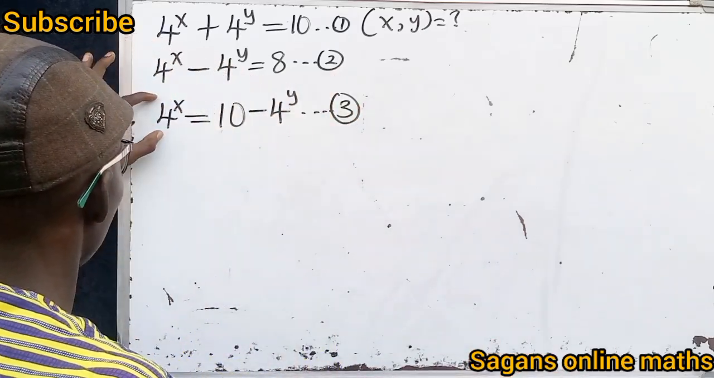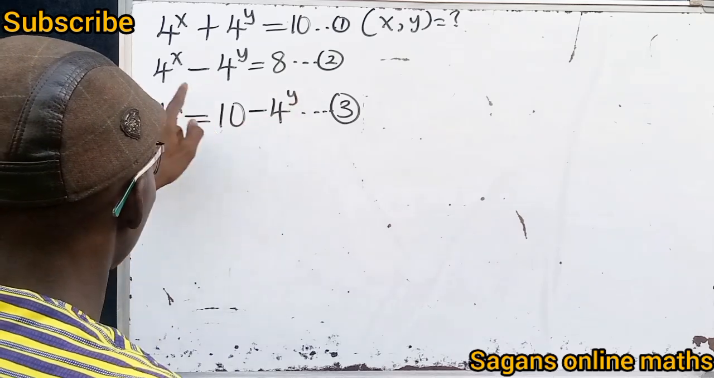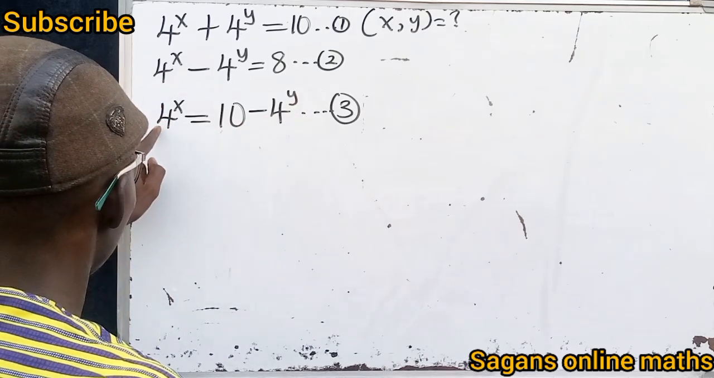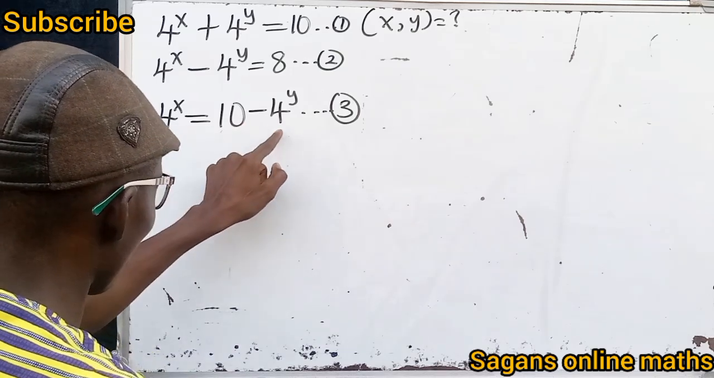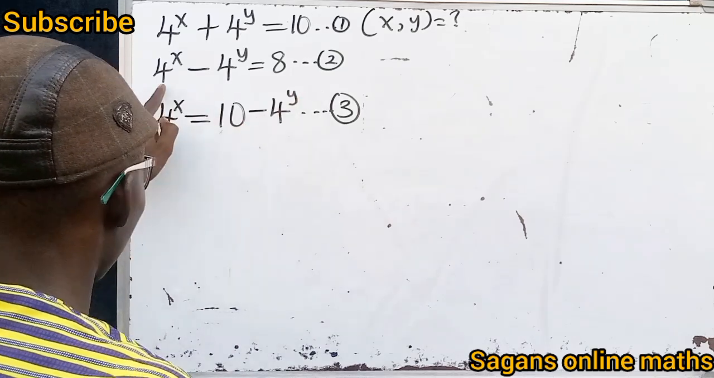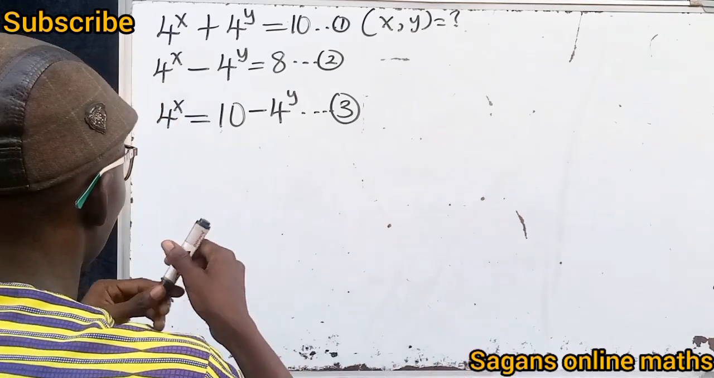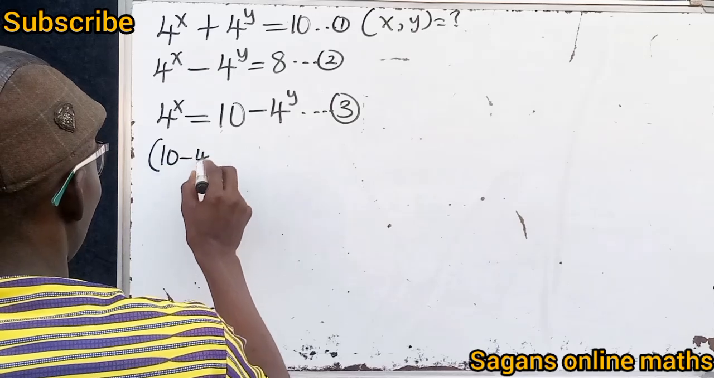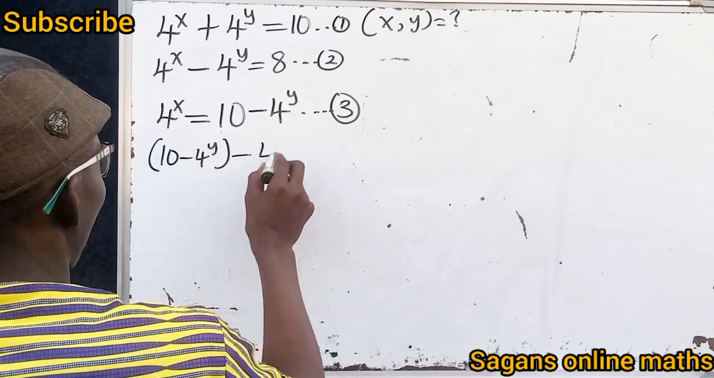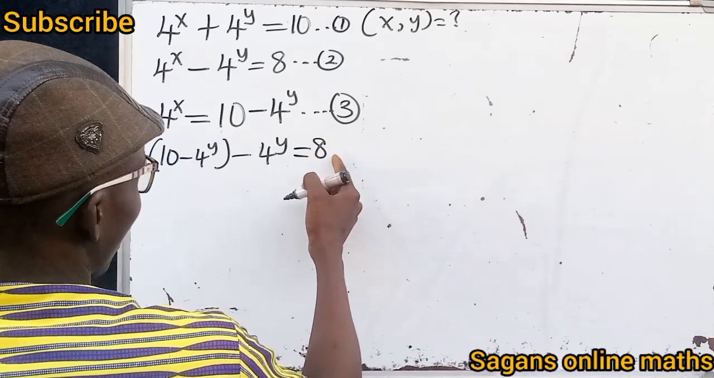Now you can see that 4 raised to the power of x is equal to 10 minus 4 raised to the power of y. Now look at equation 2. Let's substitute. Are you seeing this? This is equal to 10 minus 4 raised to the power of y, and let's put it all here. That's what we mean by substituting equation 3 into equation 2. So in place of 4 raised to the power of x, we put 10 minus 4 raised to the power of y, then minus 4 raised to the power of y, and the other side equals 8. And already this is equation 2.